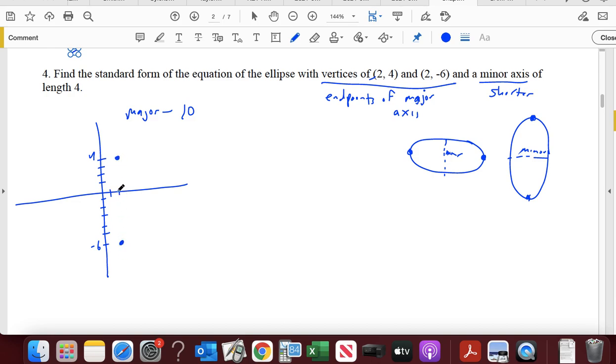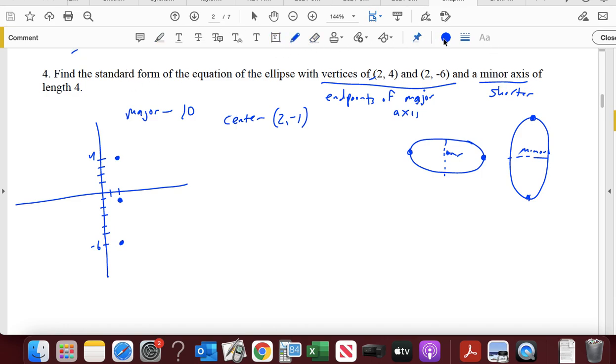So if we go 5 from the end towards the middle, that gives us our center. So we've got our center at the midpoint of those 2 points. So down 5 gets us to 2, negative 1. Our minor axis we already know is 4.